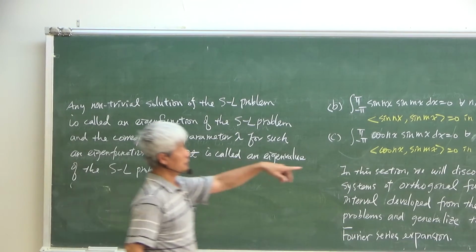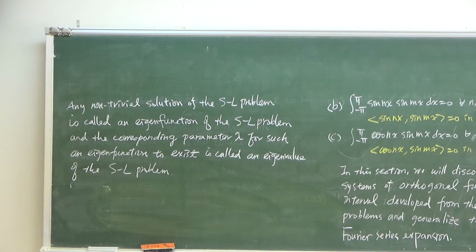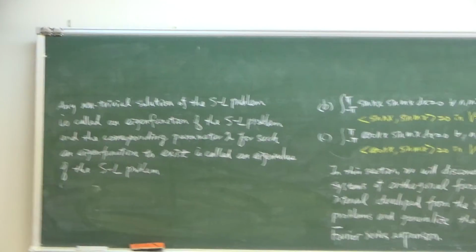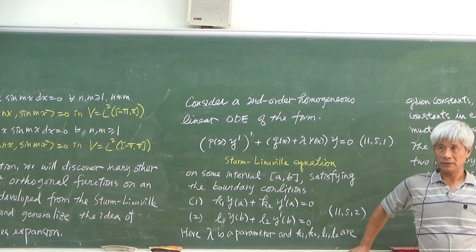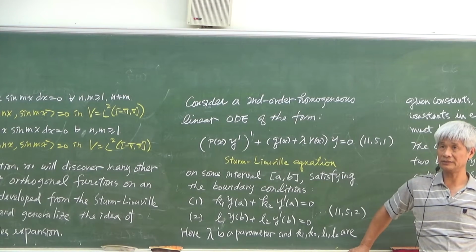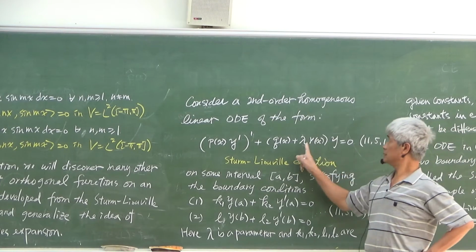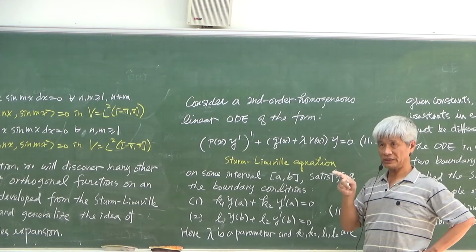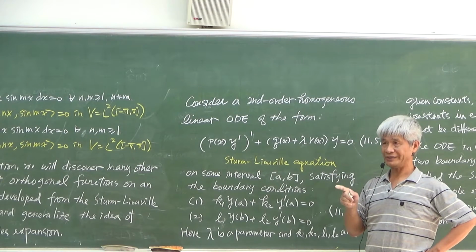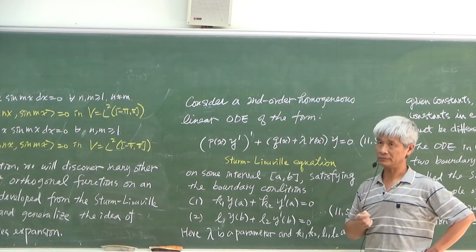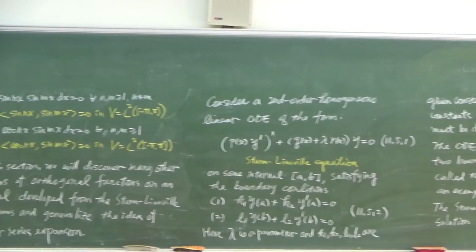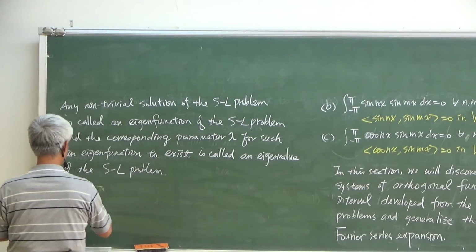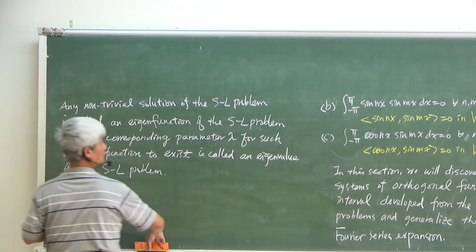Okay, so you see that if we have a non-trivial solution for this ODE satisfying these two boundary conditions, then any such function is called an eigenfunction. And the corresponding parameter lambda for such an eigenfunction to exist is called an eigenvalue. Okay? Called an eigenvalue. Alright, so let's take an example.